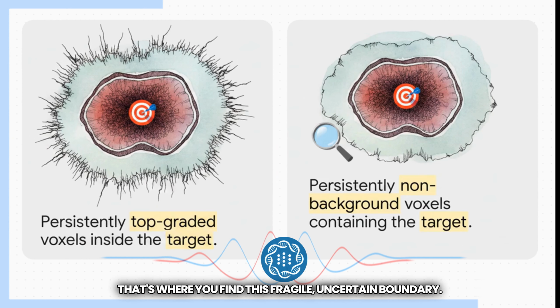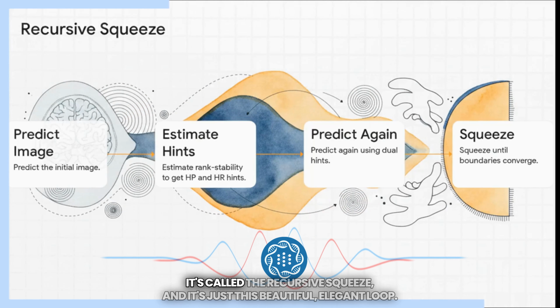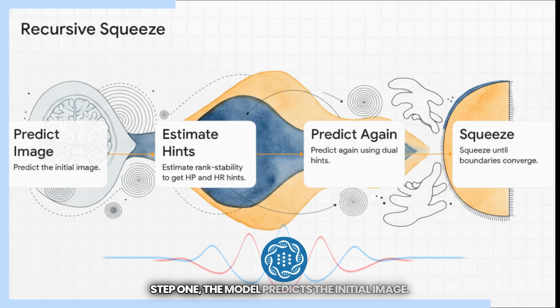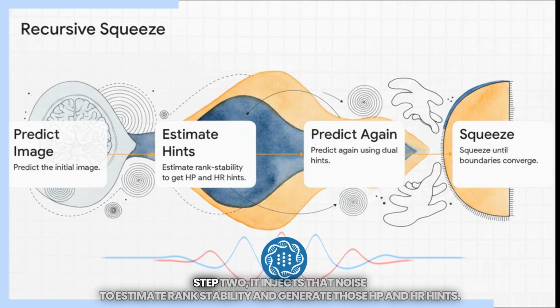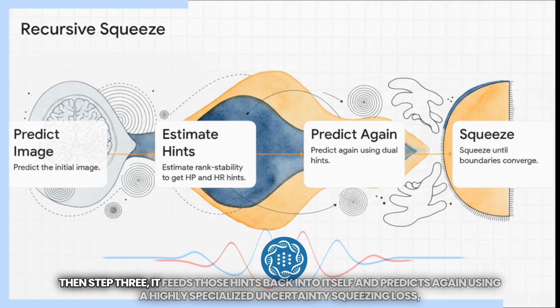that's where you find this fragile, uncertain boundary. And here is how CRISP actually resolves that uncertain boundary. It's called the recursive squeeze, and it's just this beautiful, elegant loop. Step 1, the model predicts the initial image. Step 2, it injects that noise to estimate rank stability and generate those HP and HR hints. Then Step 3, it feeds those hints back into itself and predicts again.